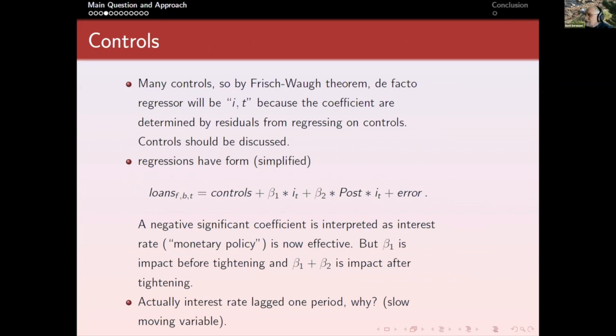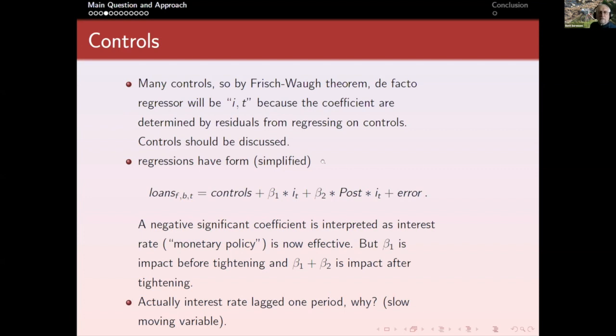So of course, you're not really running a regression with just an X_t, right? You have a bunch of controls. So if you have a bunch of i,t controls, then by the Frisch-Waugh theorem, your regressor is really the residuals from regressing on all those controls. So these controls play a big role, but they're not really discussed. It just seems like, oh, we're throwing the kitchen sink in here as controls, but that really gives you a lot of the identification. So I think that's not something that's just, all right, we have some controls.